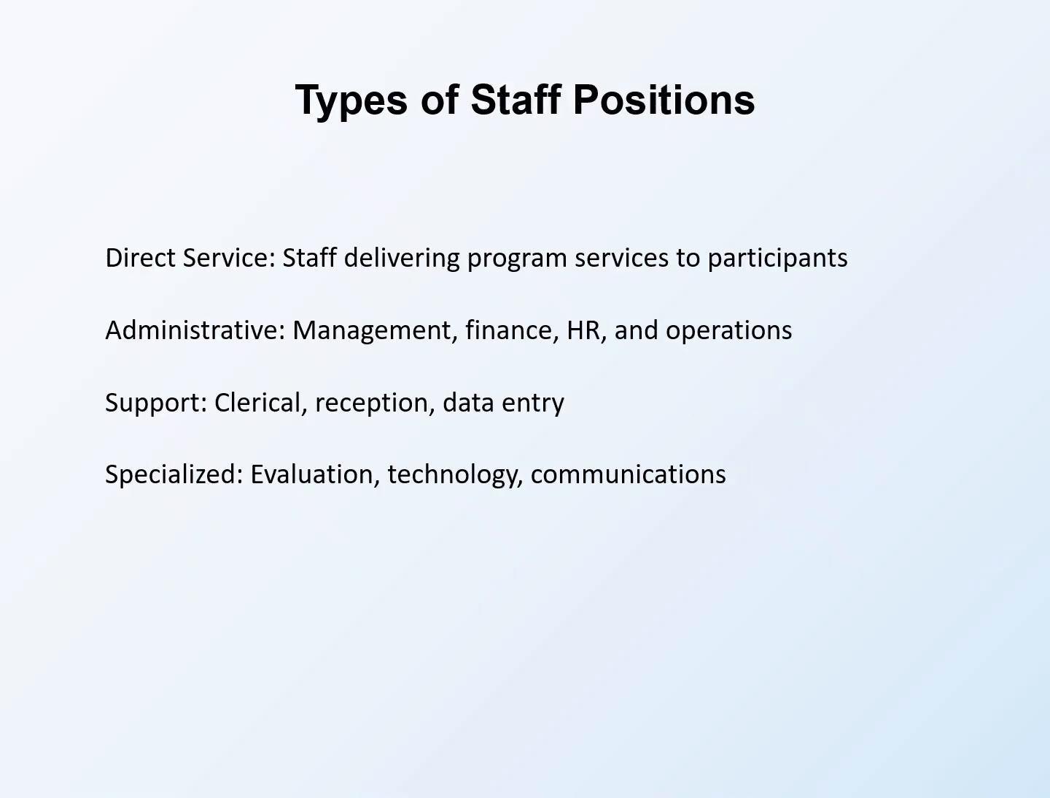Different types of staff positions serve different functions. Direct service staff deliver program services to participants. Case managers, counselors, trainers, and teachers directly serve clients. They implement the program intervention. Administrative staff handle management, finance, HR, and operations. Executive leadership, financial management, human resources, and general administration support program delivery.